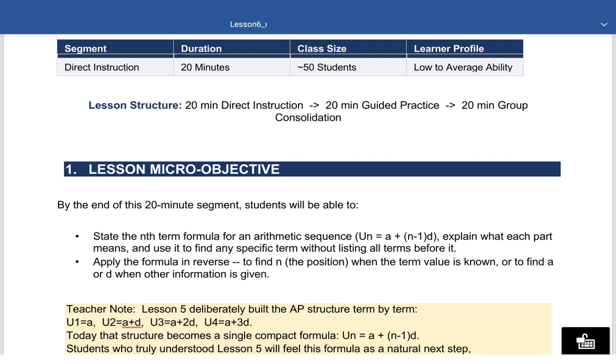We want to state the nth term formula of arithmetic progression. We also want to explain what A, n, and D mean. Then we want to learn how to apply the formula in reverse.